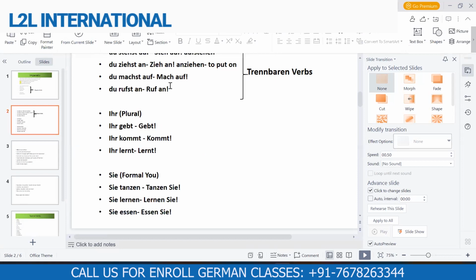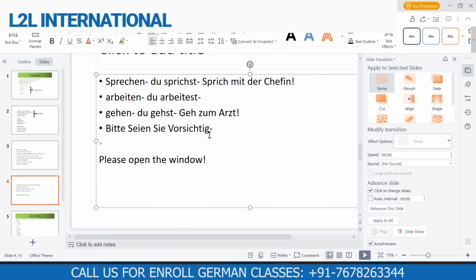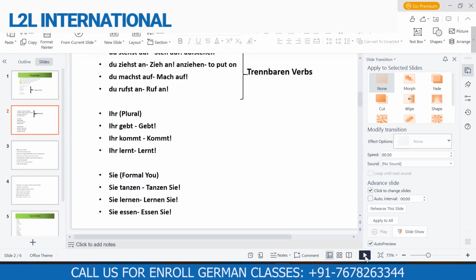And you have also got the conjugation here, mach auf. So how would you put it in a sentence? Window in German is das Fenster. Fenster means the window. So now how are you going to make it? Mach bitte das Fenster auf. Very good. So this is how you said open the window. So this is how we conjugate the Trennbare verbs.